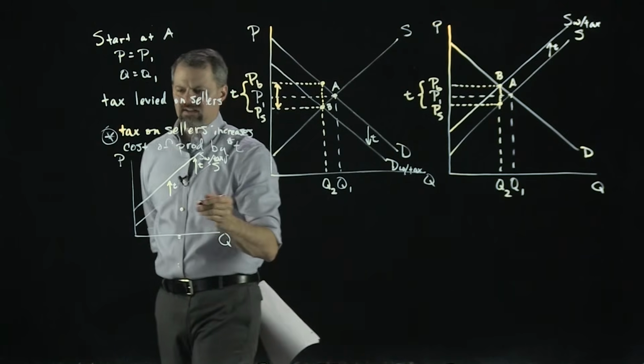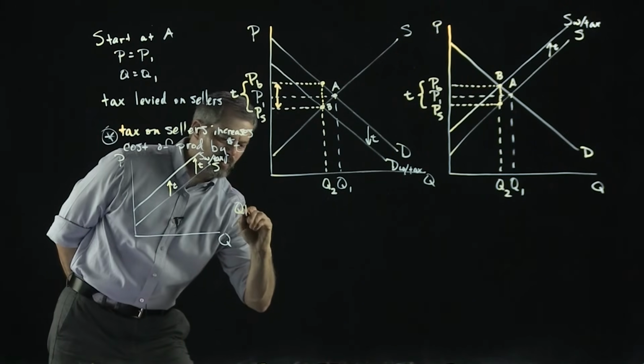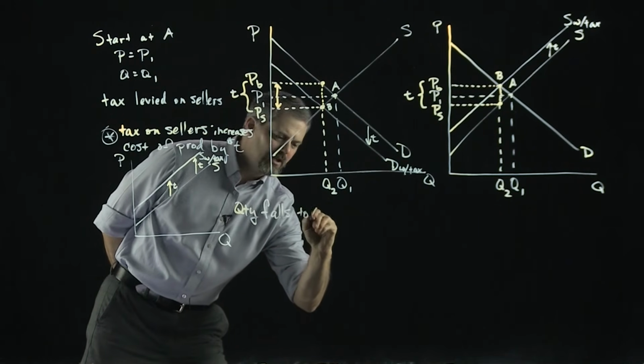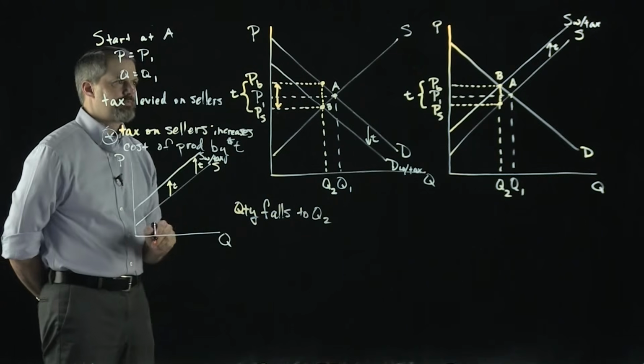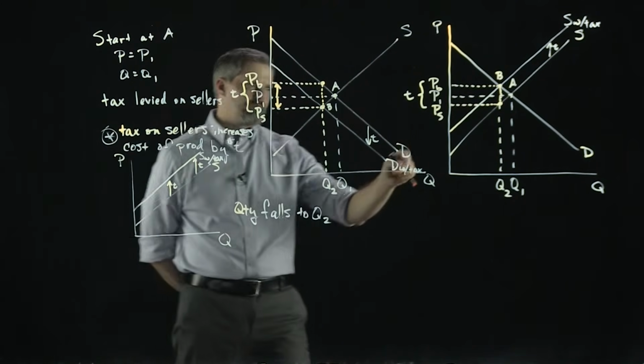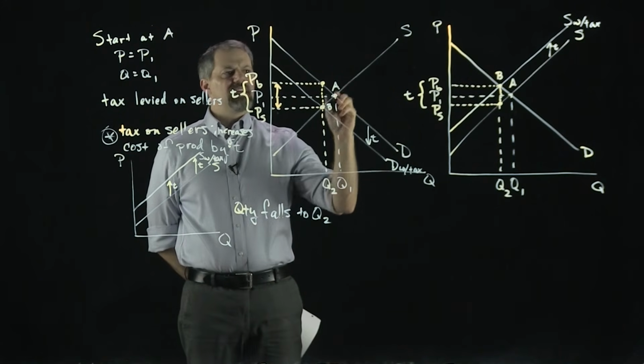So let's think about the implications here. The first one is that quantity falls to Q1, or excuse me, to Q2. Quantity falls to Q2. It drives the buyer's price up, and it drives the seller's price down.